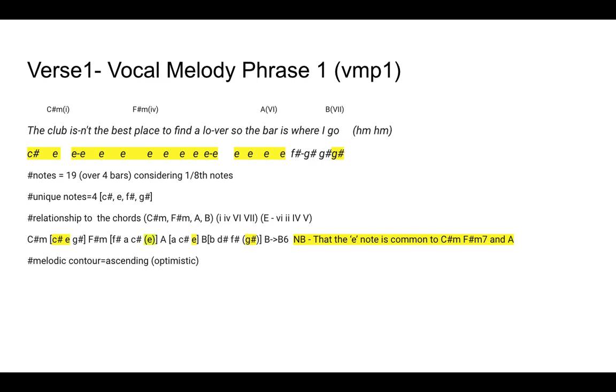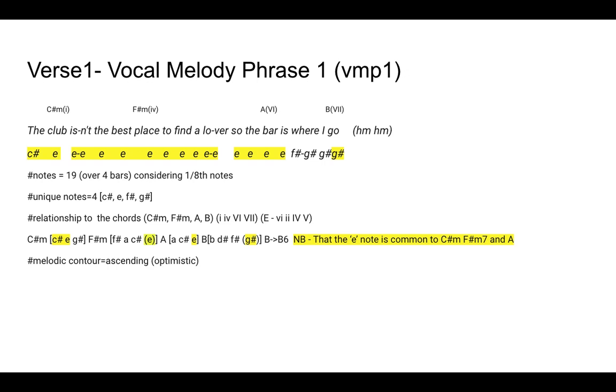So he says, I want to go to the bar to find a lover. So I assume that he goes to the bar because he thinks, okay, I'm more optimistic that I can find a lover there. Maybe, perhaps, because the club isn't the best place. Okay, so we can see he's communicating the optimism of the meaning of the lyric he wants to say to you, and he's doing that with the ascending line because it's optimistic.